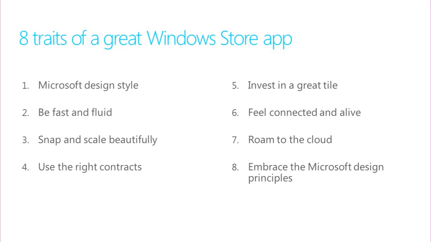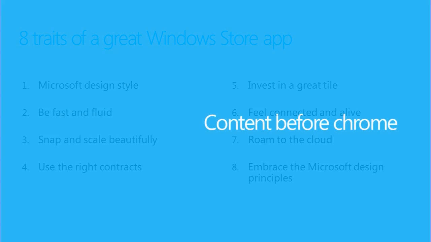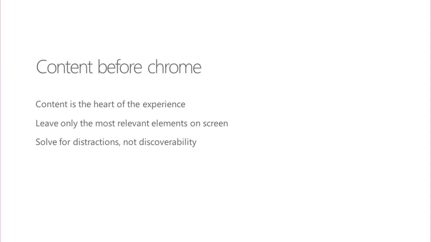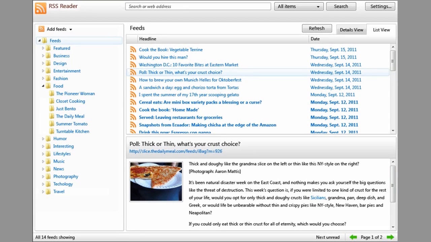The first trait is the Microsoft design style. The key to the Microsoft design language is the concept of content before Chrome. Whether you're designing a shopping, a food and dining, a media, a social, or any category of app, content is at the heart of that experience. As app designers, by leaving the most relevant elements on screen, we help people be immersed in the things they love, your content.